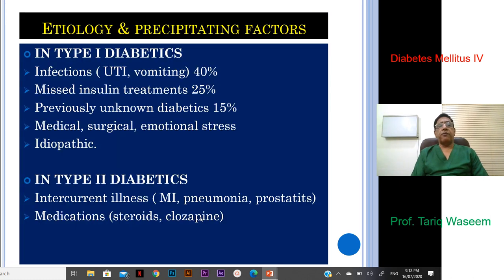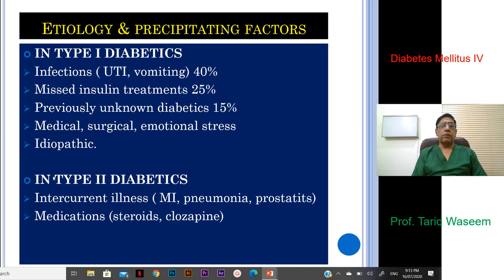So in type 1 diabetics, the majority of patients would have a concurrent or precipitating event in the form of UTI. 40% of them would have infections, 25% might have missed their insulin. 50% are presenting for the first time; they may not even be known diabetic and may be diagnosed for the first time on that day. And then again, medical, surgical, emotional stress, and sometimes it may be idiopathic.